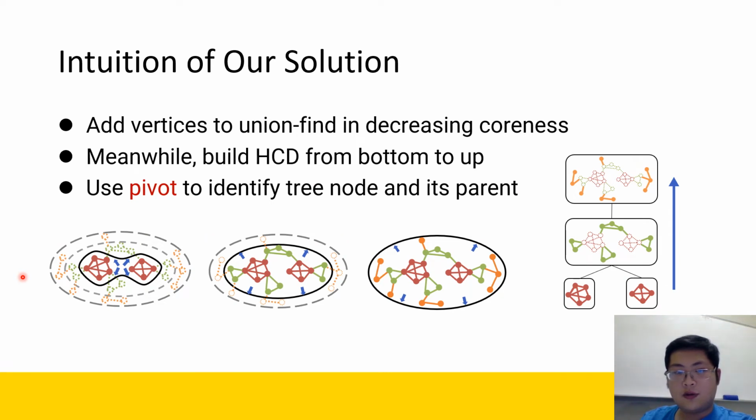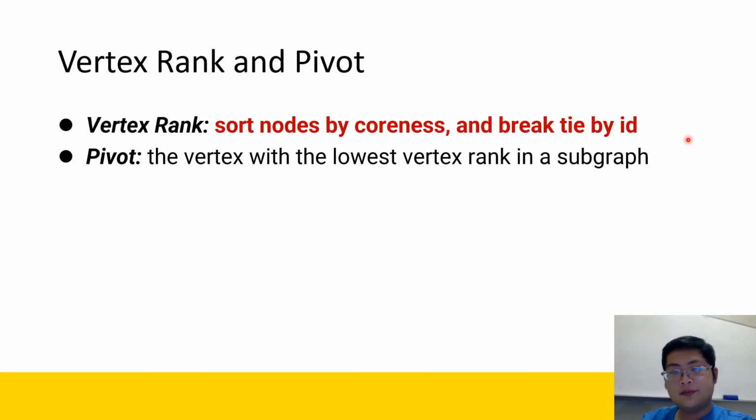Here's the intuition. We add vertices to union find in decreasing coordinates, and meanwhile we build HCD from bottom to up. We use pivot to identify a tree node and its parent.